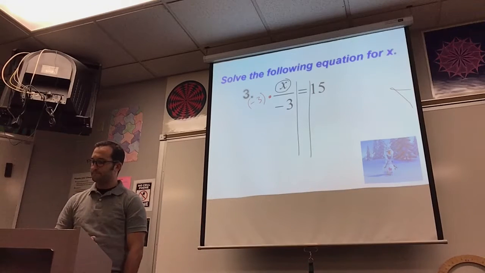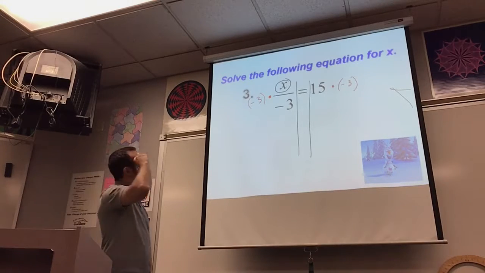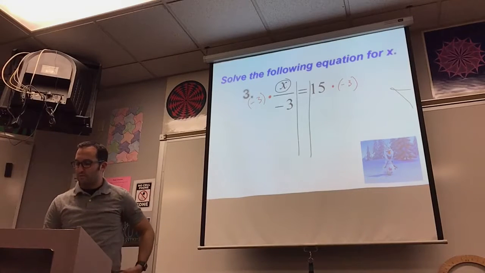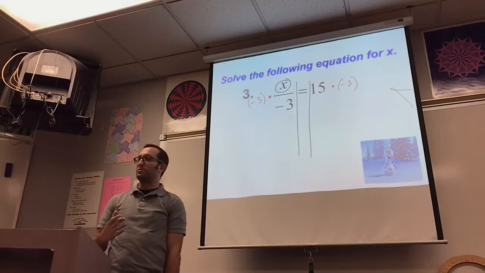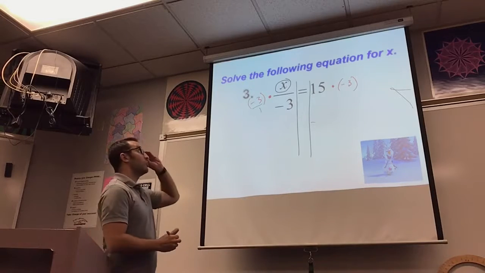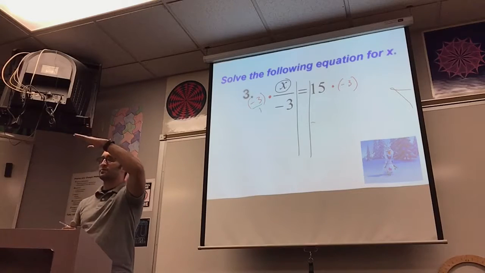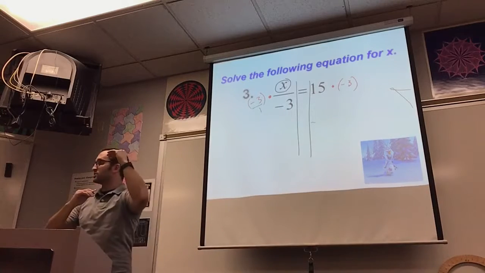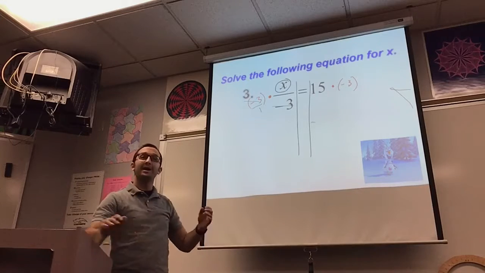You can do that. And then times negative 3. Now let me show you why the negative 3's will cancel. Because it doesn't really look like they're going to cancel right now. When you multiply by negative 3, that's the same thing as multiplying by negative 3 over 1. So you'll notice now these are two fractions. Negative 3 over 1 times x over negative 3. So what would happen to these negative 3's? They're going to cross cancel. So that's why it will cancel out.